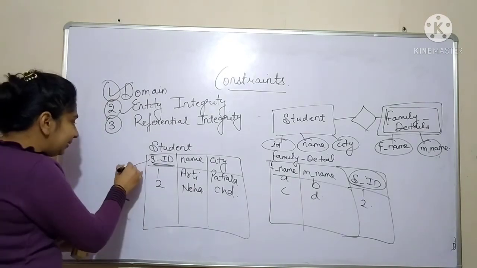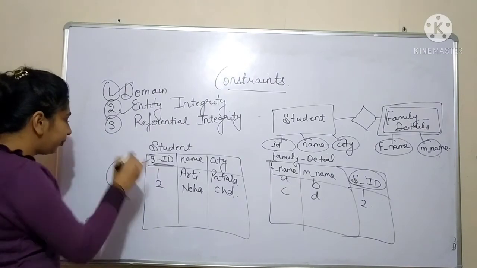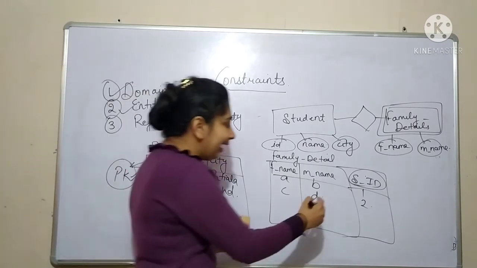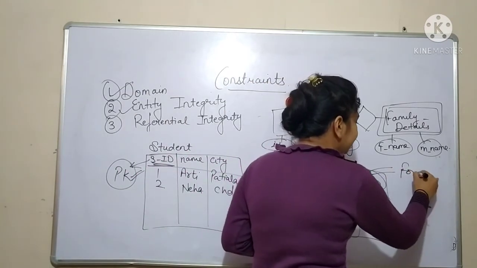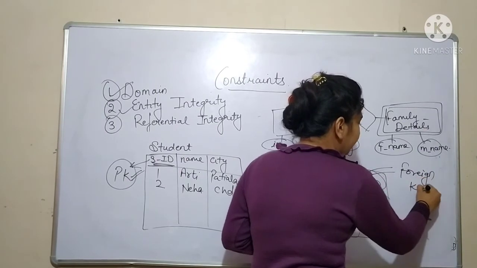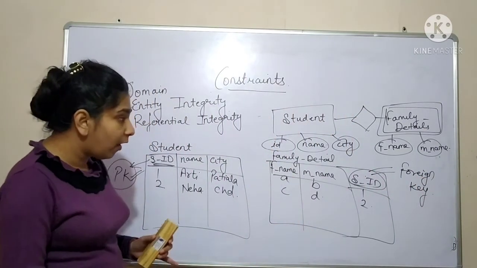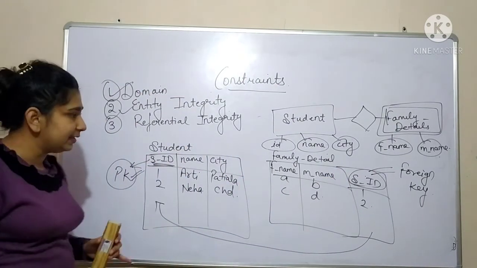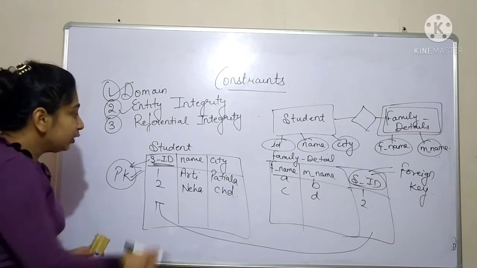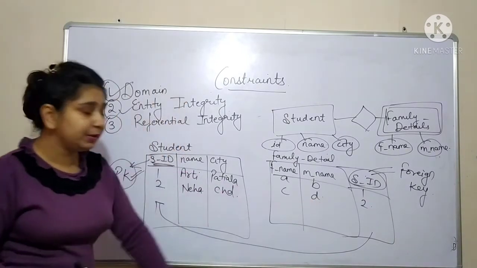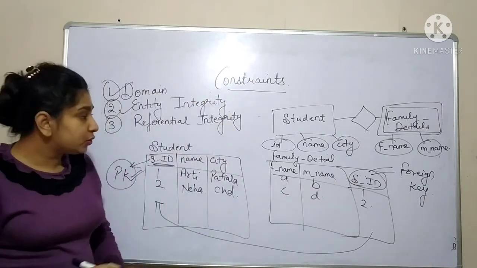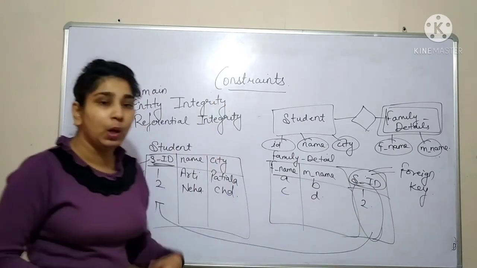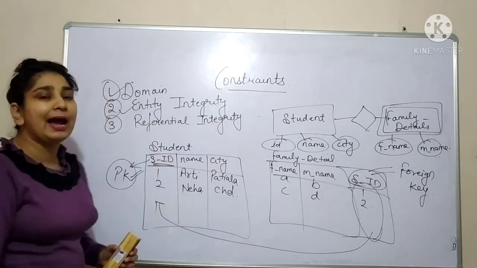So if you look at this, this key is actually your primary key, and this common attribute we will be calling a foreign key, because it is actually referring to the primary key of this table. As it is a foreign key, all the values which you will be getting would be from student ID.